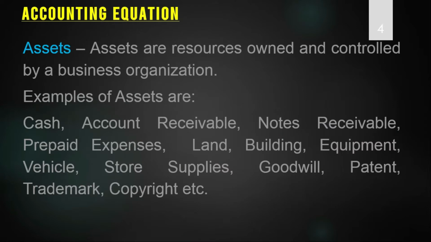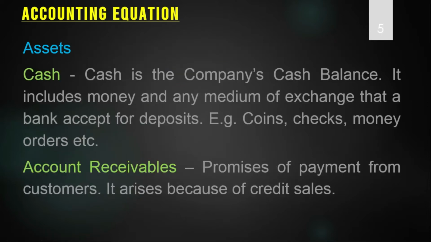Now see the components of the accounting equation in detail. The first item in the accounting equation is assets. Assets are the resources owned and controlled by a business organization. Various examples of assets are cash, account receivable, notes receivable, prepaid expenses, land, building, equipment, vehicle, store supplies, goodwill, patent, trademark, copyright, etc.